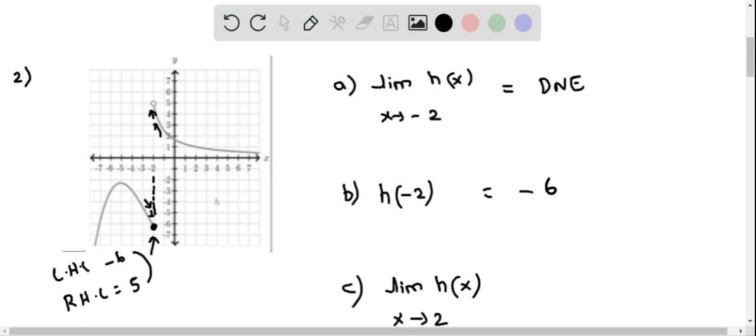Now let's answer part C. Here we have to determine the limit of h of x when x approaches 2. So this is when x approaches 2. So let's understand both the left side limit as well as the right side limit. When x approaches 2 from the left, it looks like it is approaching one value, which is 1. And similarly, when x approaches 2 from the right side, it is approaching the same value, 1. So therefore, we see that this limit value equals 1.